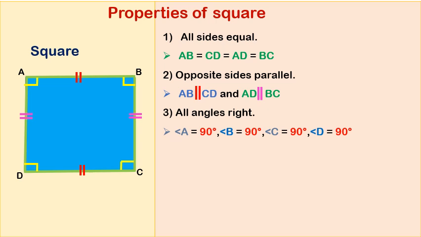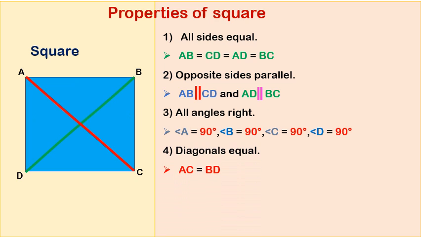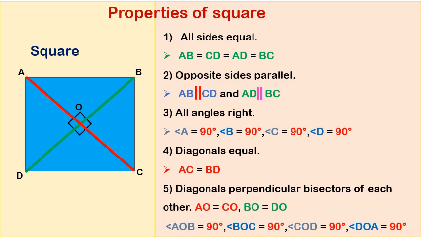Here you can see diagonals are equal in length, which means diagonal AC equals diagonal BD. And the diagonals are perpendicular bisectors of each other, which means diagonals divide one another into two equal halves and make right angles. So AO equals CO, BO equals DO, and angle AOB equals 90 degrees, angle BOC equals 90 degrees, angle COD equals 90 degrees, and angle DOA is also 90 degrees.